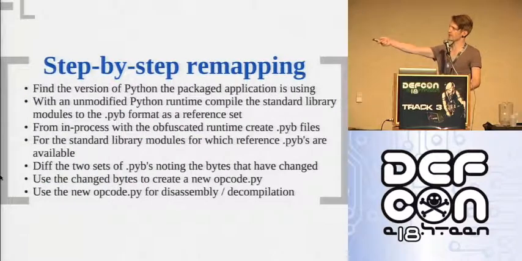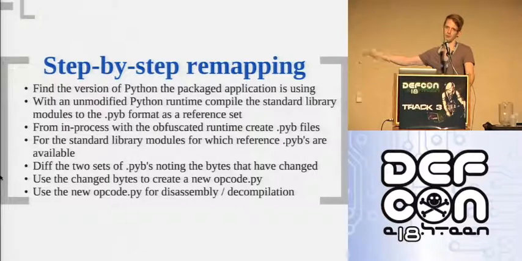I'll show you, so this is step by step. First, we've got to find the version of Python that the obfuscated runtime is running. We need to compile the bytecode with the exact same version. So if they're running 2.5.4, we need to compile our PYBs with 2.5.4. Otherwise, we won't get streams that are perfectly in sync, and we'll get fewer collisions for the plain text attack. So find out the version.